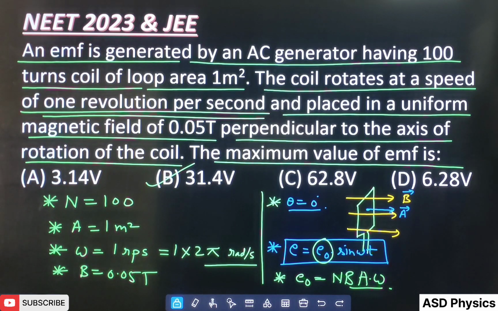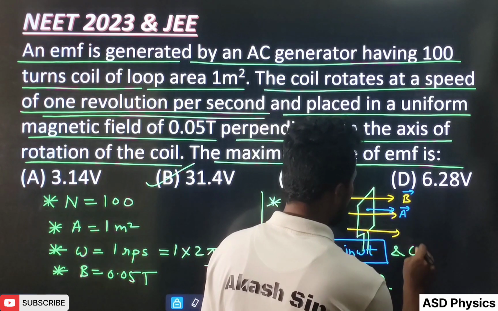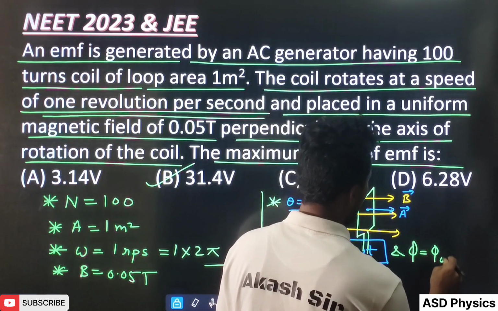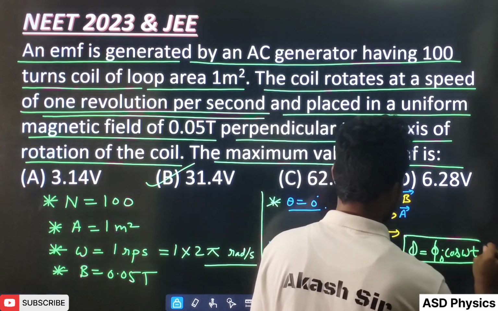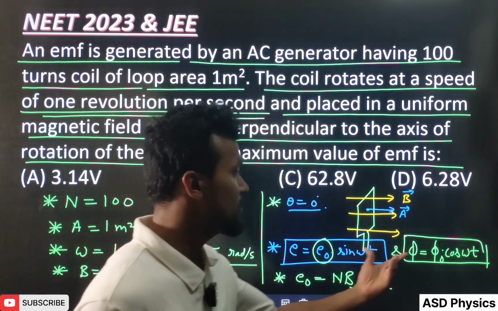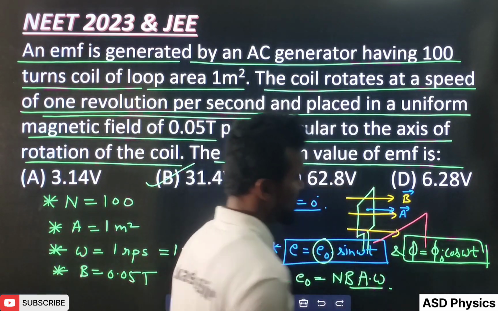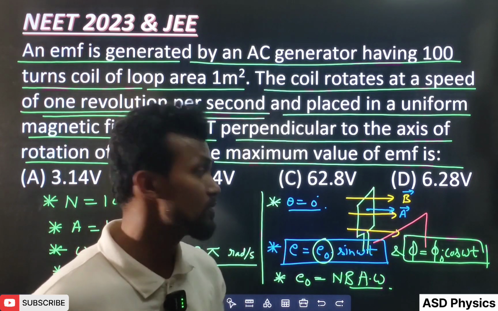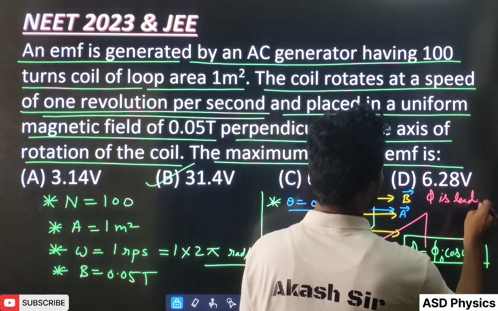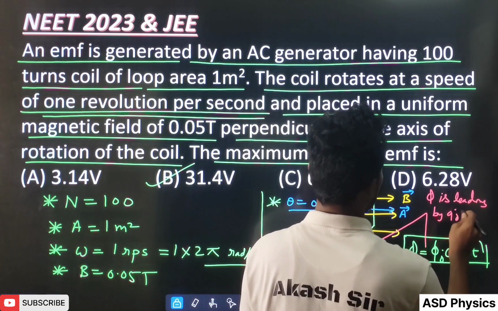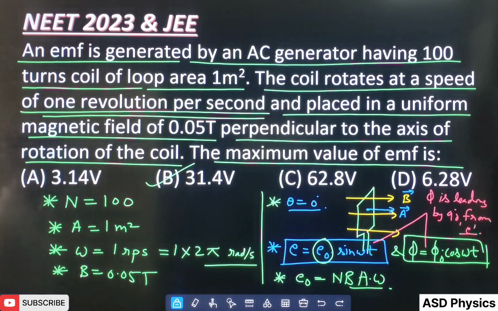Kindly see very well, students. I hope you have understood this basic very well. One more thing I will tell you: the flux is usually given by phi naught into cos omega t, because questions come from here. In this situation EMF is E naught sin omega t and flux phi equals phi naught cos omega t. The cos function is always ahead of the sin function by 90 degrees. So questions come that phi is leading E by 90 degrees. Kindly remember this also.